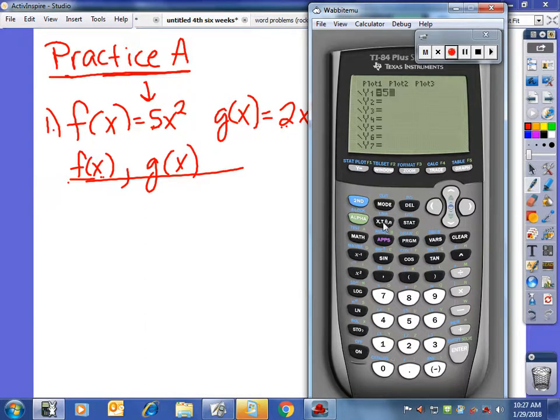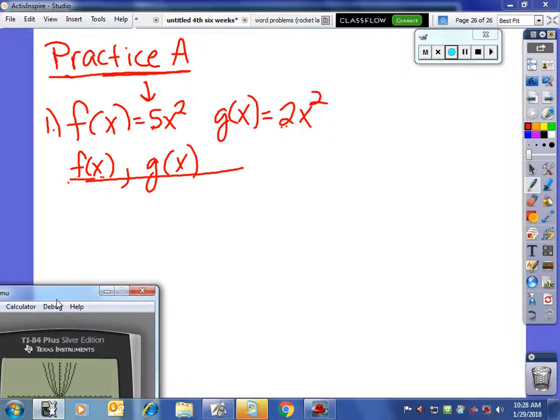First, I'm going to look at 5x squared. And that's pretty skinny. And then I'm going to look at 2x squared. Also skinny, but not as skinny. And again, we're always comparing that back to the parent function of y equals 1x squared. And 1x squared is what we're going to call neutral. The bigger you get than 1, the more skinny you get. The smaller than 1, regardless of the sign, the fatter you get.